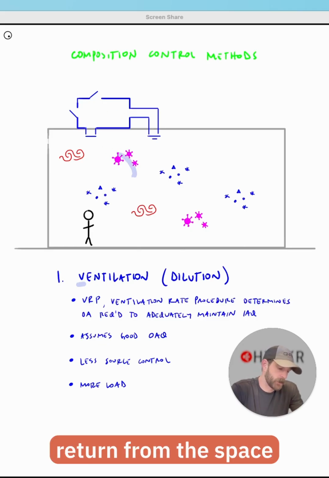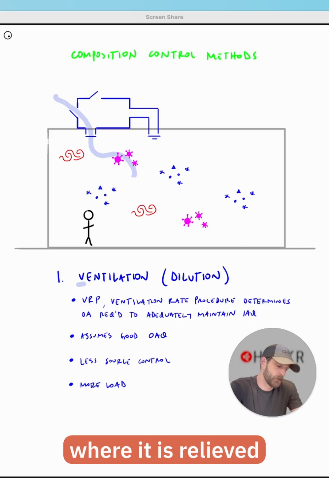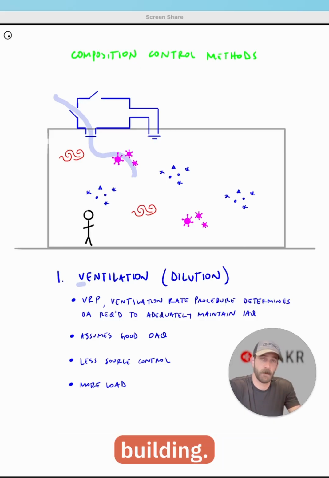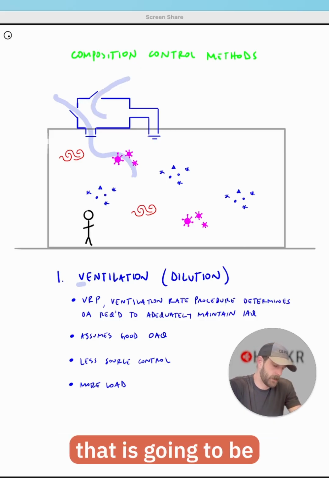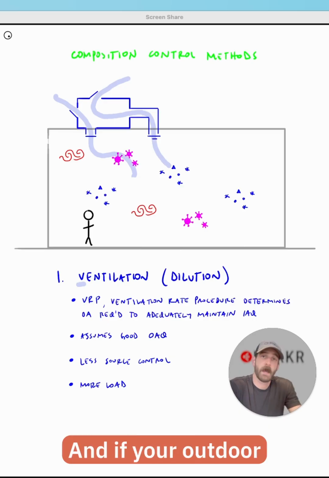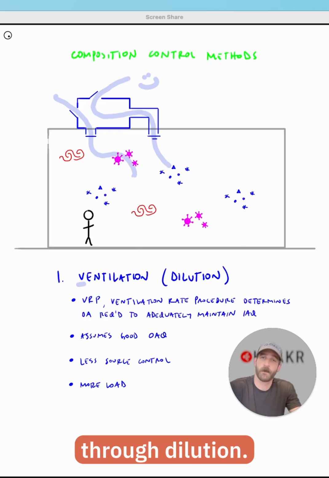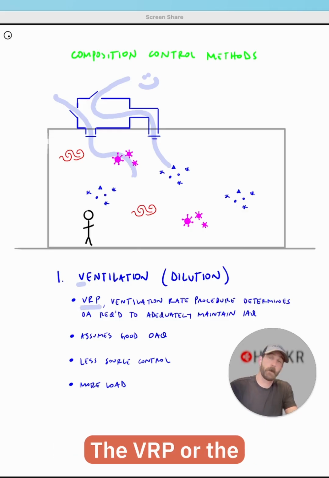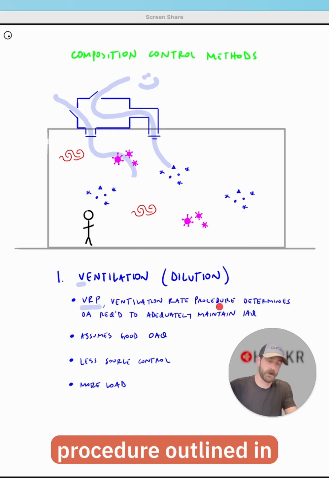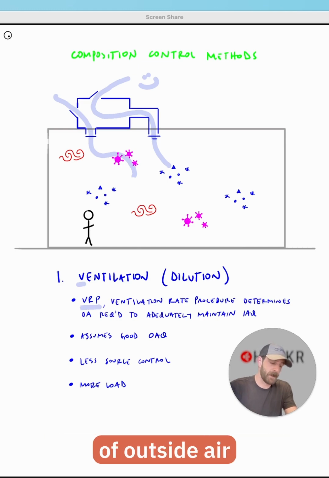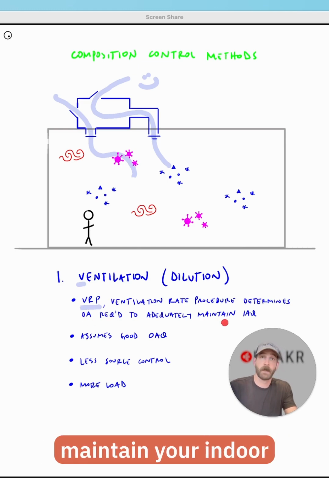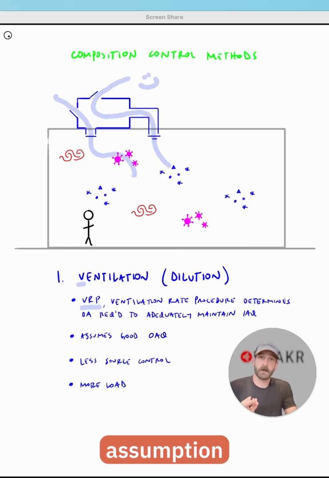Air is going to return from the space where it is relieved or exhausted from the building. Then you'll have fresh outside air that is going to be supplied to the space. And if your outdoor air quality is better than your indoor air quality, that is going to improve the air quality of your space through dilution. The VRP, or the ventilation rate procedure outlined in ASHRAE, determines the amount of outside air required to adequately maintain your indoor air quality. Now, there's a big assumption that comes with this.